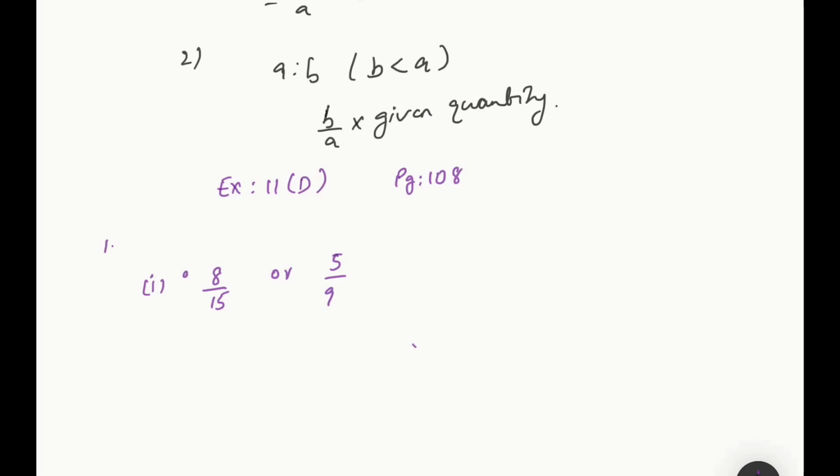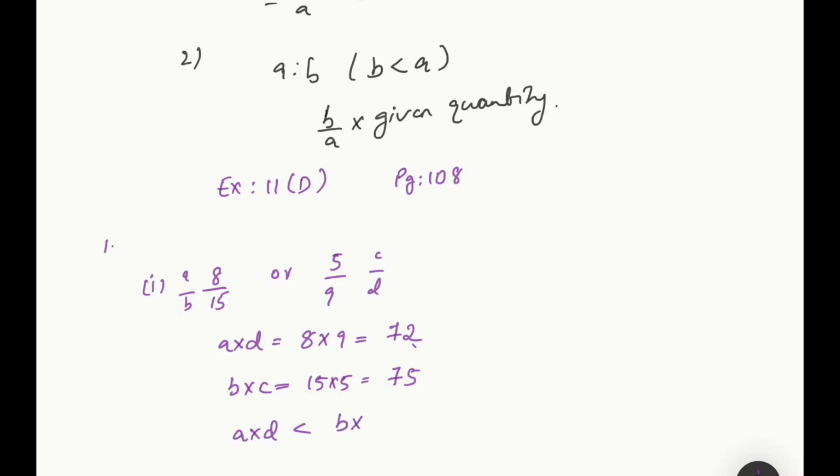This is the A by B form and this is the C by D form. You have to do A into D, that is 8 into 9, equal to 72. Again, B into C, that is 15 into 5, equal to 75. So you get here A into D is less than B into C.